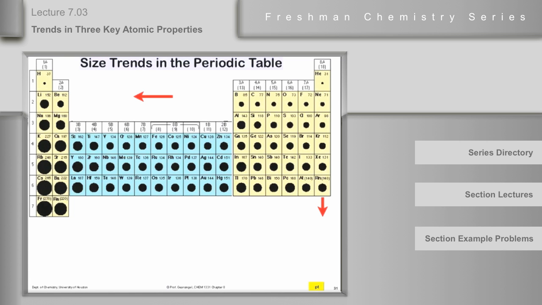And I want to remind you that as far as the size of atoms go, the trends in the periodic table are increasing from right to left across a period and increasing from top to bottom down a group. And so we can compare the sizes of atoms using those trends.